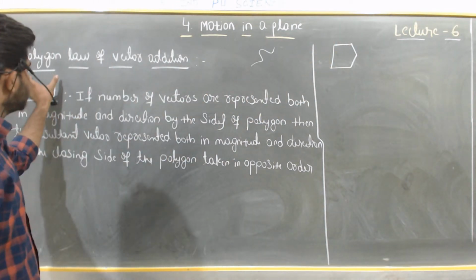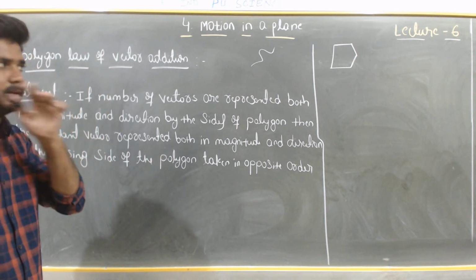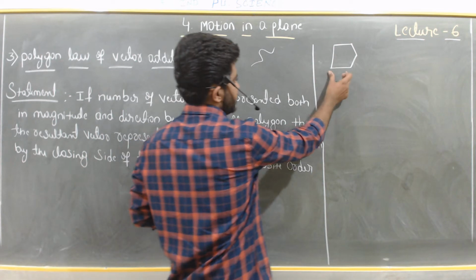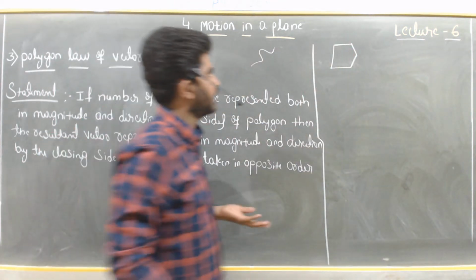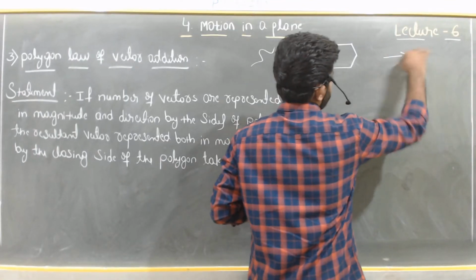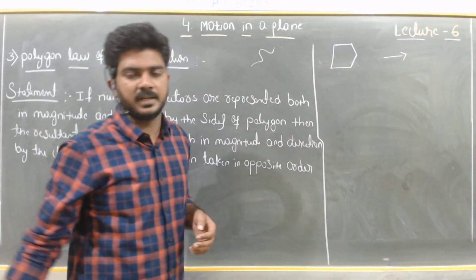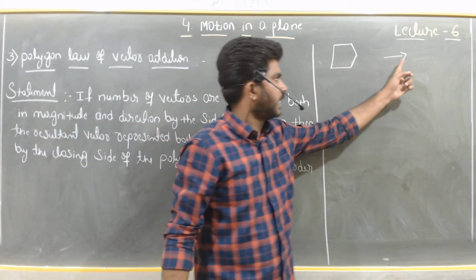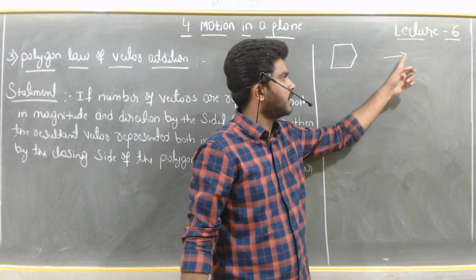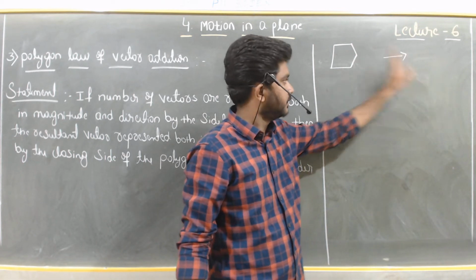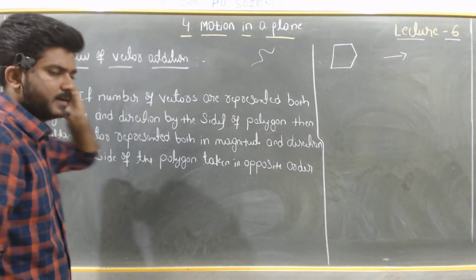Here we are discussing the polygon law of vector addition. In place of sides, we are just representing our vectors. Vectors can be represented like this. In a vector also there is a straight line, and at the end of the line we have an arrow mark, which is called the head. In that manner we are going to study the polygon law of vector addition.